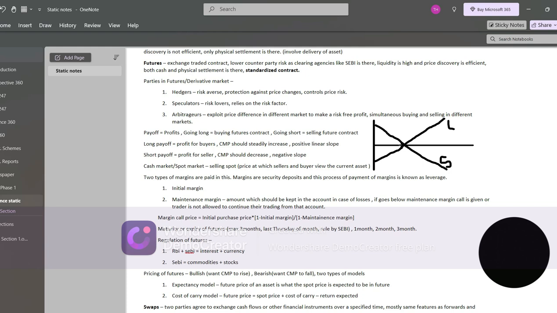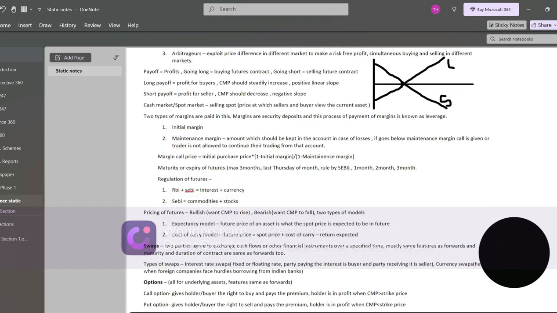And for the short payoff, the seller will be in loss when the current market price is higher than the strike price. Next, if the current market price starts to fall down, then he will be happy because he will be able to sell it at the strike price. And this is the bearish sentiment. Yeah, these are the graphs.